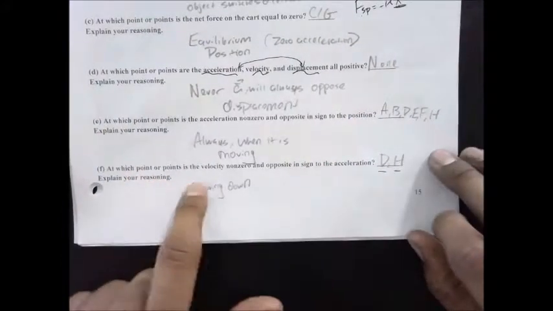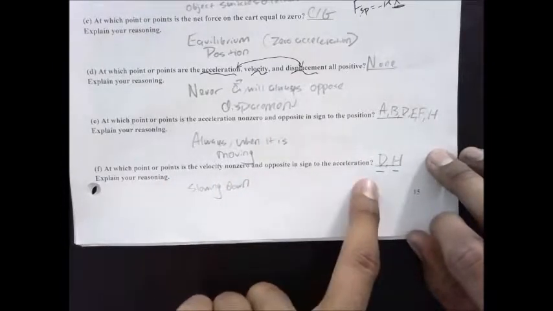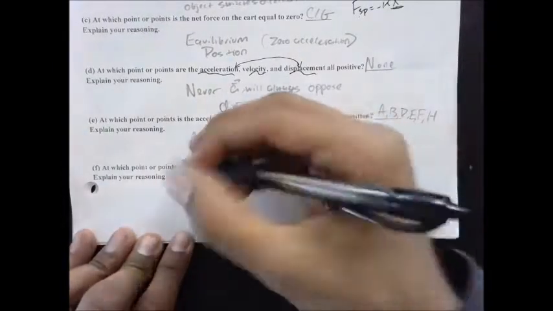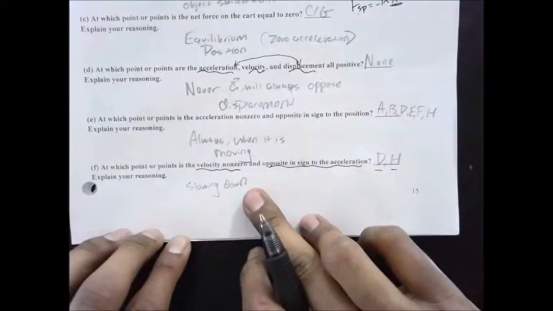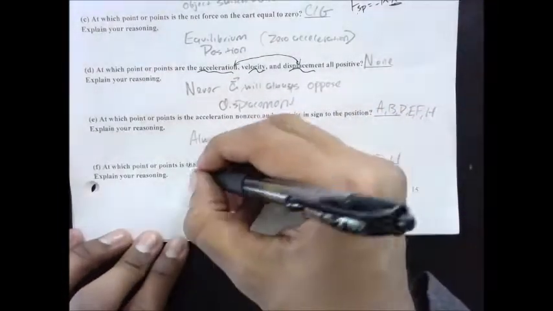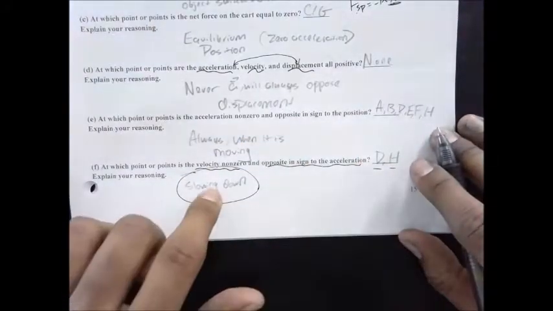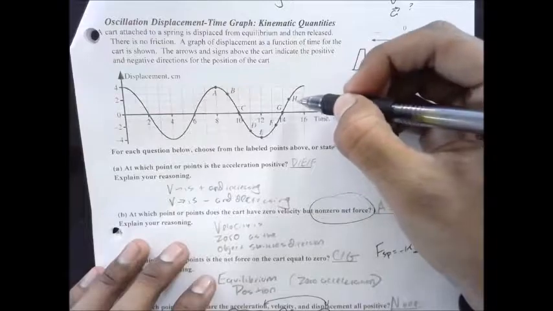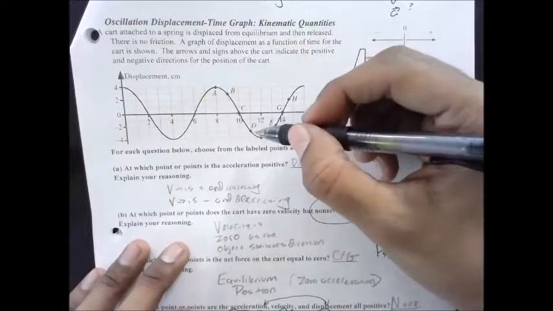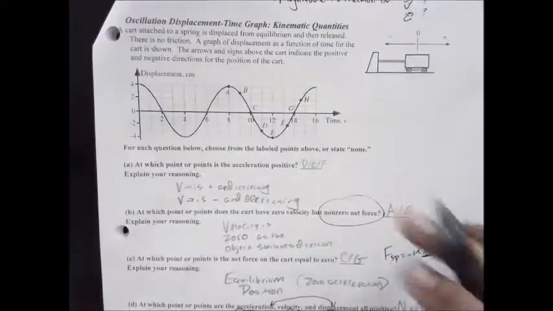Now, at which point or points is the velocity non-zero and opposite in sign to the acceleration? Whenever the velocity and acceleration are in opposite directions, the object is going to be slowing down. And so the only places where it's slowing down on this graph are D and H. F is speeding up, and B is speeding up. And then C, there's no acceleration.